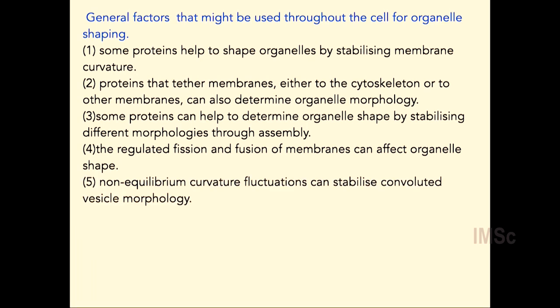Now, two questions which we want to look at in this talk, if I have full time to do it, are these two things. One is regulated fission and fusion of the membranes, and how that affects the organelle shape. The next is curvature fluctuations due to protein binding and unbinding, and how that can affect the shape. These are the two questions which I probably want to look at in this talk.